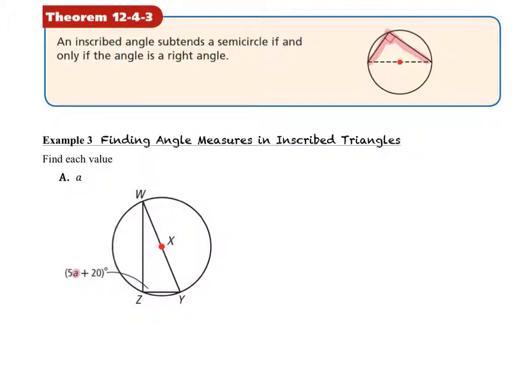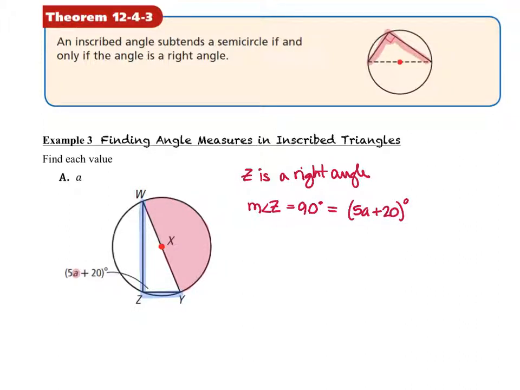Okay, so looking at our diagram, we see that there is a semicircle. Segment or chord WY goes through the center X, so that means we've got a semicircle. And we know that segments ZW and ZY subtend the semicircle. That means that Z is a right angle, and the measure of angle Z, therefore, is 90 degrees. We have an expression for the measure of angle Z, and it's 5a plus 20 degrees. So this means we're going to be able to solve for a. So 90 minus 20 is 70, and that's equal to 5a, so that means a is going to be equal to 70 over 5, which is 14.